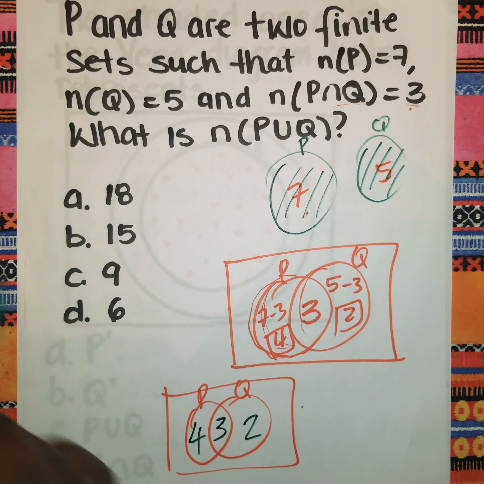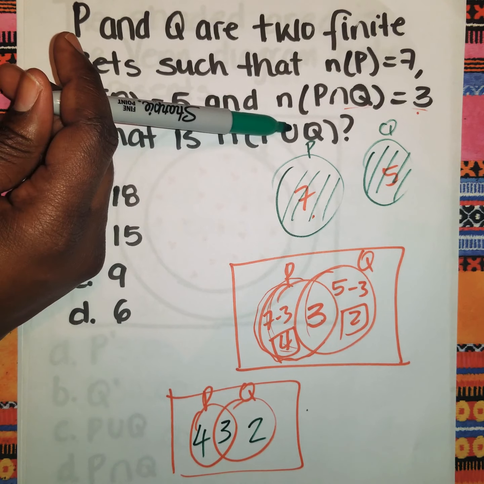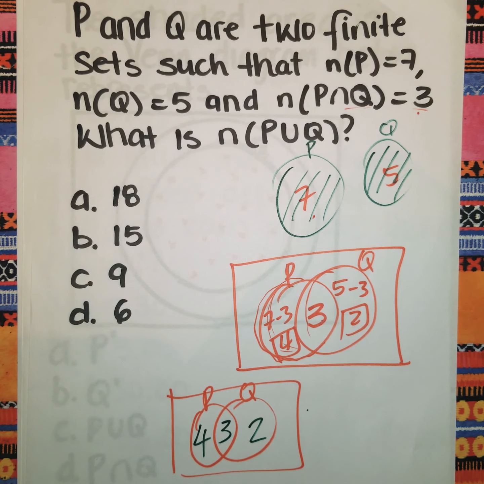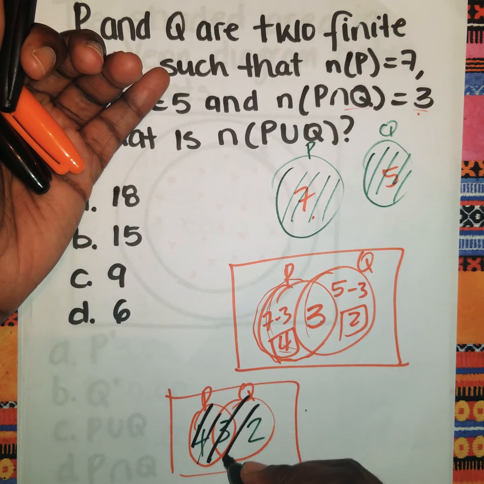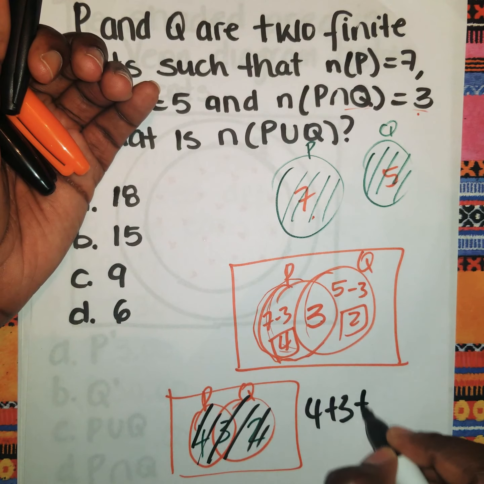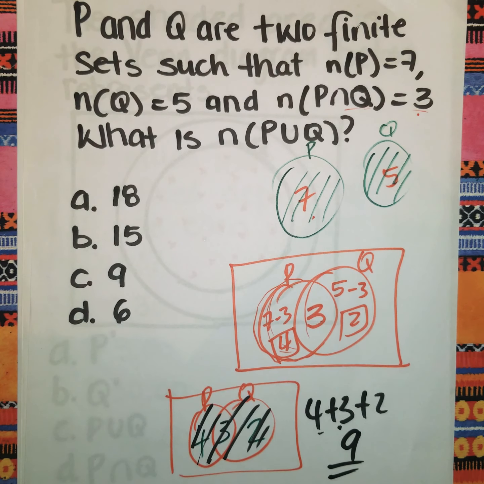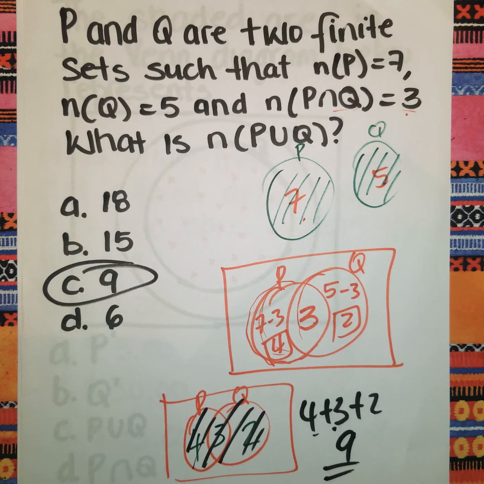From here, they're asking us what is the number of elements in P union Q. And we know the union basically means everything in set P and everything in set Q without repeating anything. So right here, they're talking about 4 plus 3 plus 2. 4 plus 3 is 7. 7 plus 2 is 9. So the total is 9. And there we go. C is our answer.